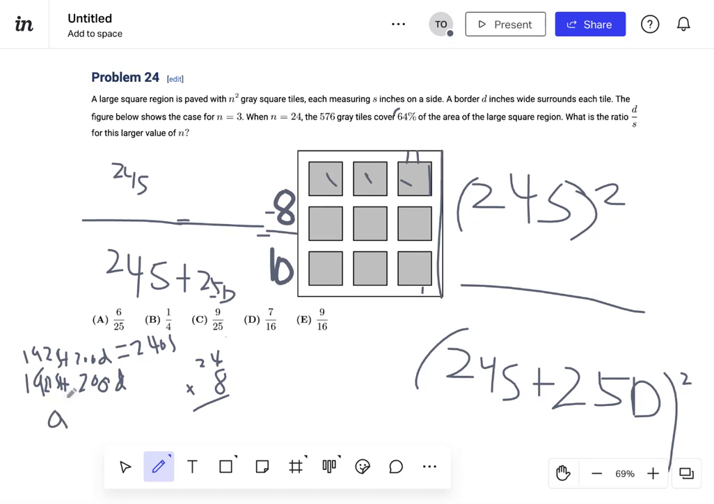Hey, don't blame me. I'm just dividing both sides by 2. 120s. And now it's time for simplification. This basically equals 24s equals 100d.